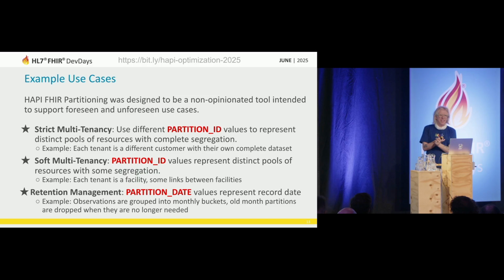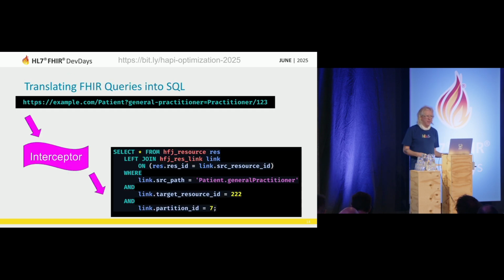One other interesting use case we saw was retention management, using that partition date column to effectively store monthly blocks of observations, where every month we want to lop off the block that is a year old, so that we're only ever storing these rotating 12 months of observations. I always thought that was kind of an interesting use case for that.